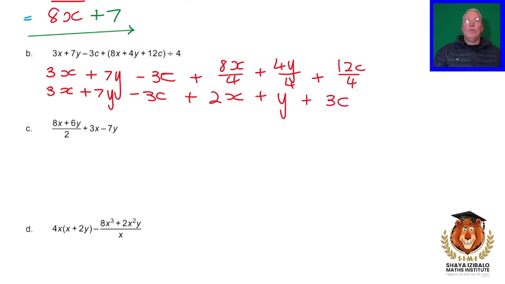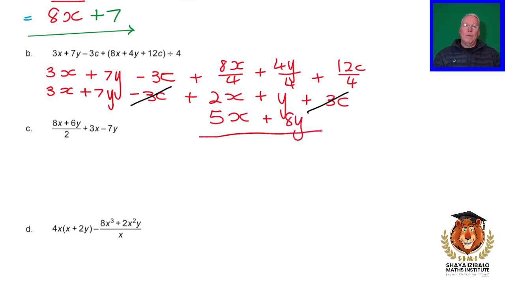Okay, now these two terms here will cancel one another out. We've got a minus 3c and a plus 3c. They come to 0. We've still got some other like terms that we need to add. We've got 3x and 2x, so we've got 5x. And we've got 7y and y, we've got 8y. And there we are. Don't forget to put equal signs.